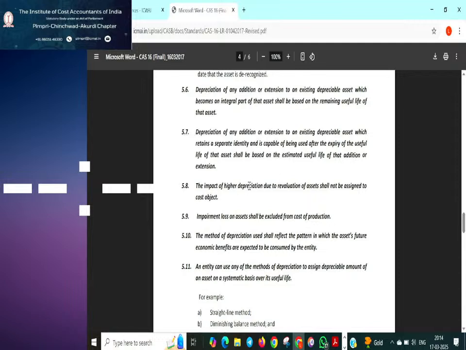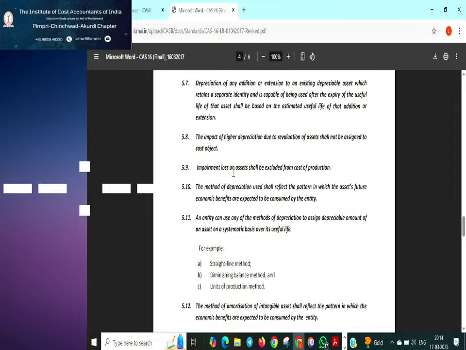In that case, the impact of higher depreciation due to revaluation of assets shall not be assigned to cost object. Always, revaluation of assets and the higher depreciation due to that will never be considered. This is the same as our Indian accounting standard. Impairment loss on asset shall be excluded.